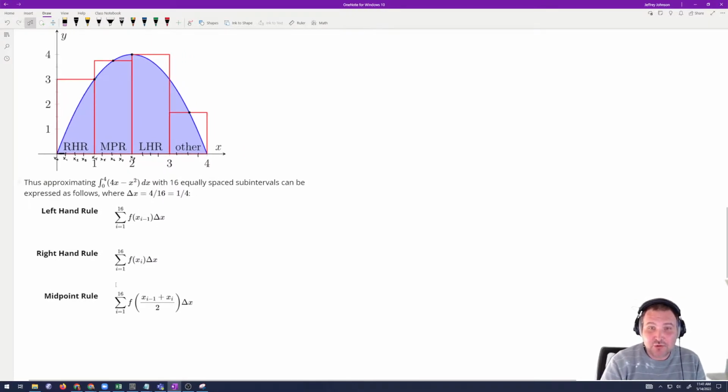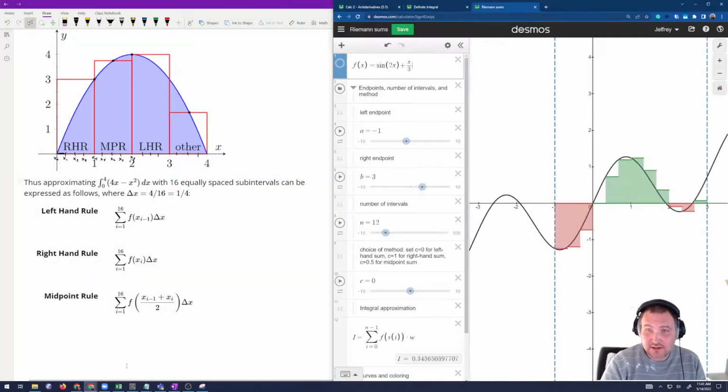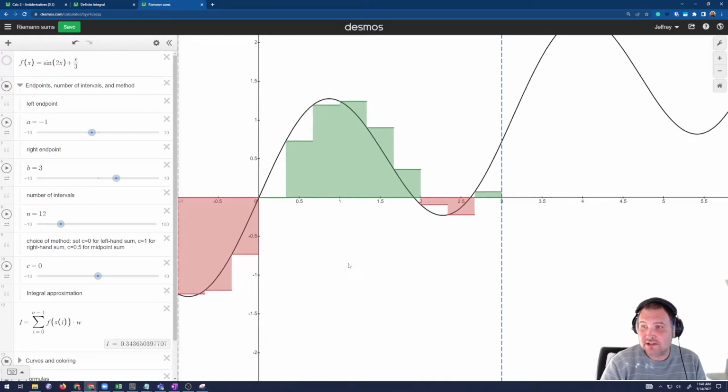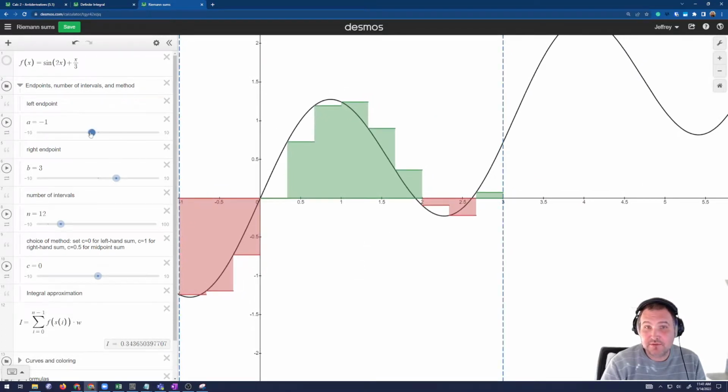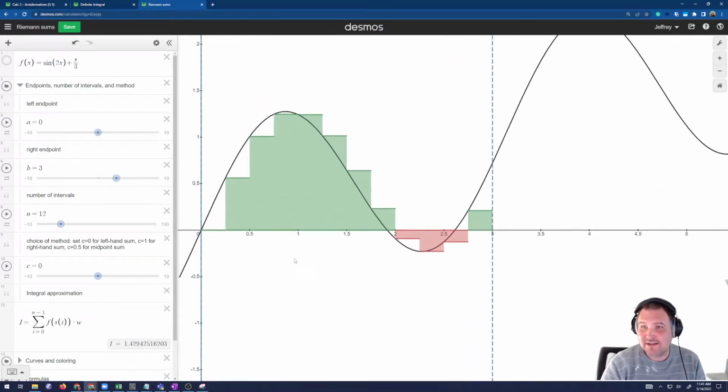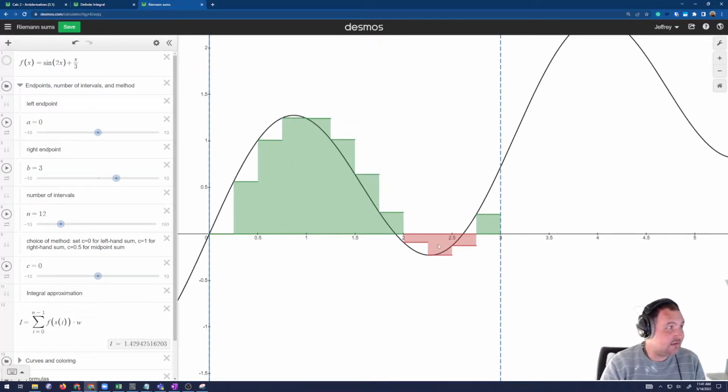Now, when you have actual functions that are difficult, let's take a look. Here's an example where the function is sine of 2x plus x over 3. And this is a Desmos tool, which I'll share with the class, that helps us find Riemann sums and helps us visualize them. Let's just go from 0 to 3. So we'll move our left-hand bound to 0, and our right bound is 3. So we're trying to estimate the total net area under this graph from 0 to 3.